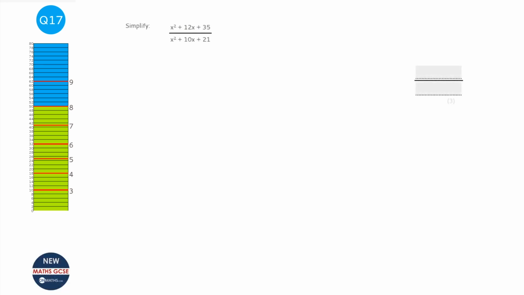To simplify a fraction, you need to divide top and bottom by something. So if I just try and divide top and bottom by something now, I need to find something that all 6 terms have in common. Well, there is nothing that all those terms have in common. So the way of starting this is to factorize the top and bottom, so put them into brackets, and then something will turn up. So let's factorize the top.